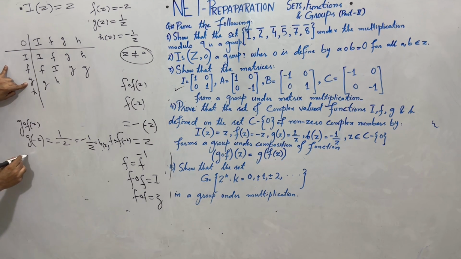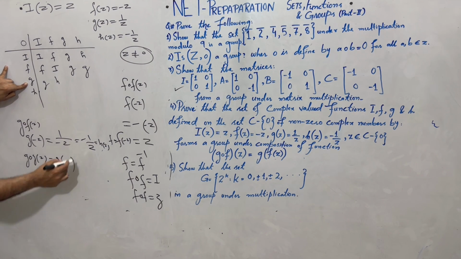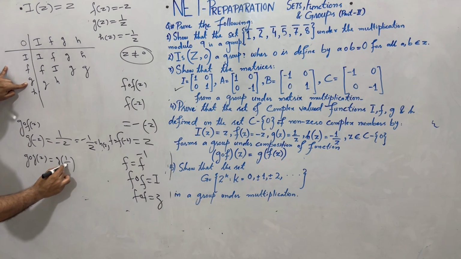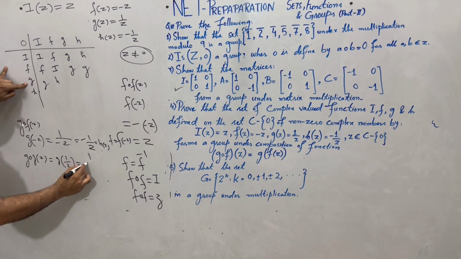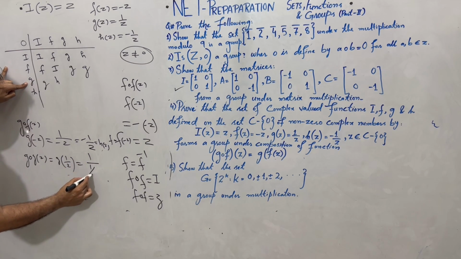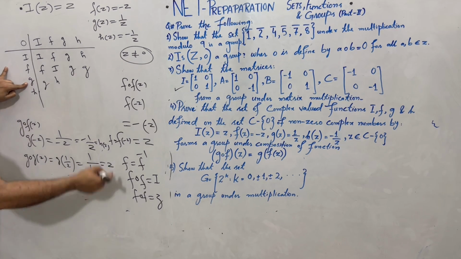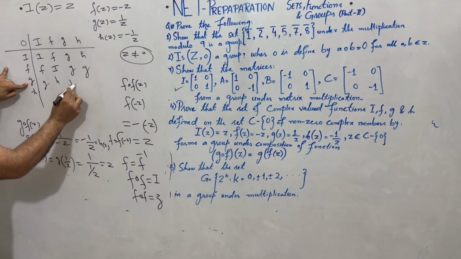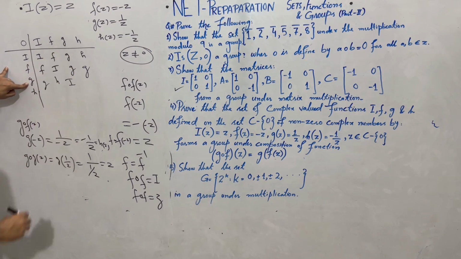G times G, G composed with G. G of Z is equal to 1 over Z. It shows that instead of Z we have to plug in 1 over Z. It will become Z, which in return is equal to I. Now G with H.